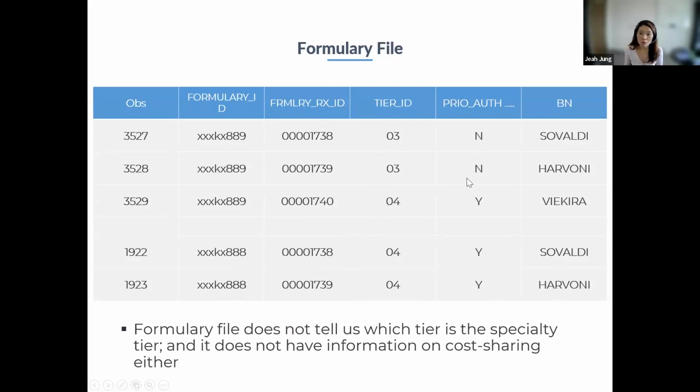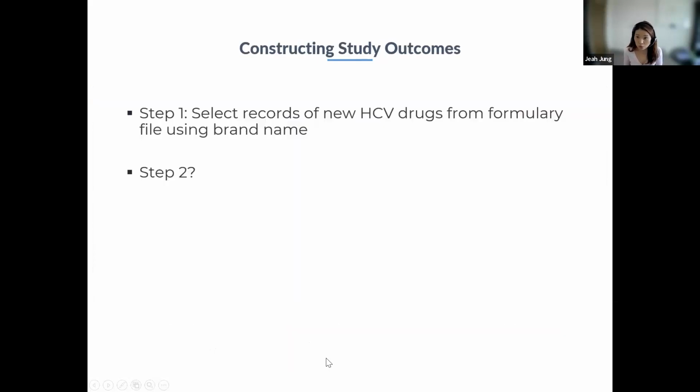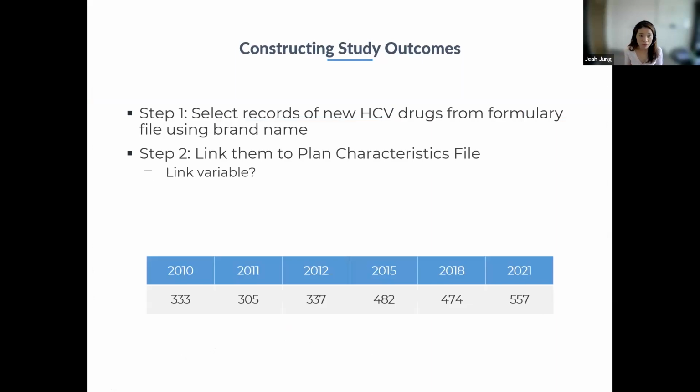So now the question was whether these plans put these drugs in a specialty tier or not, but we don't have specialty tier information from formulary files, and we don't have cost sharing information either, right? So where do we get this information? We need this information from the plan characteristics file. So step 2 is now we need to link this formulary file to the plan characteristics file.